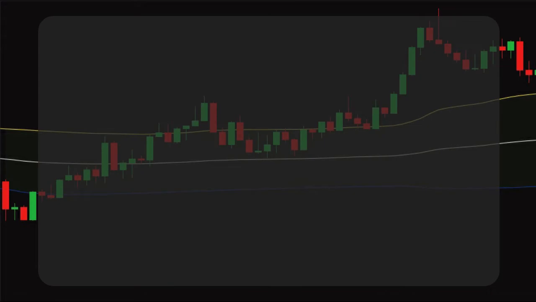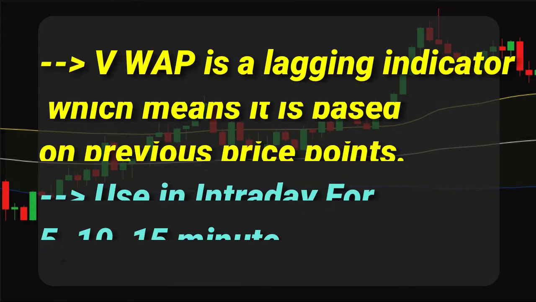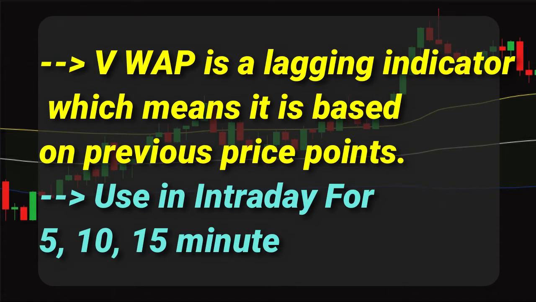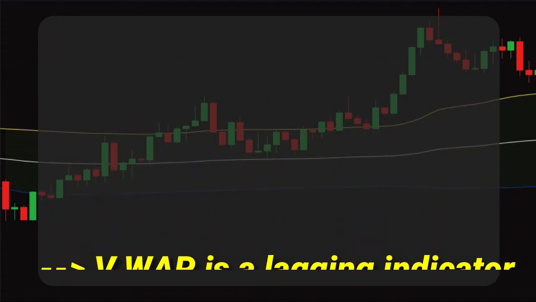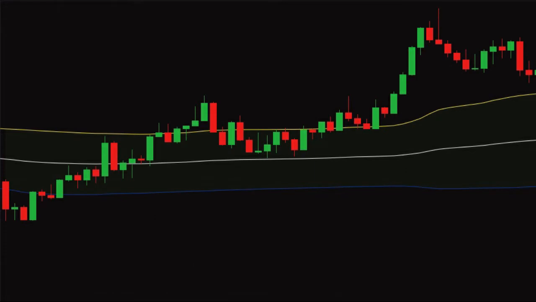But it has some drawbacks also. Like other moving averages, VWAP is a lagging indicator, which means it is based on previous price points. You cannot use it in all trading markets except intraday, and have to use it only for short-term periods like 5-minute, 10-minute, and 15-minute. Now I will explain how the VWAP indicator works.